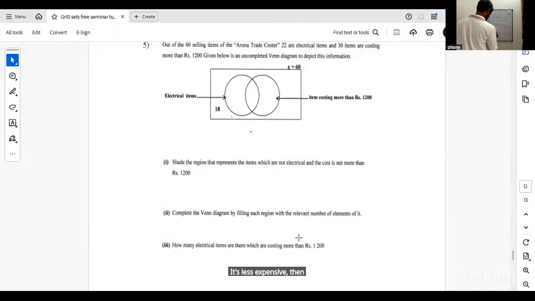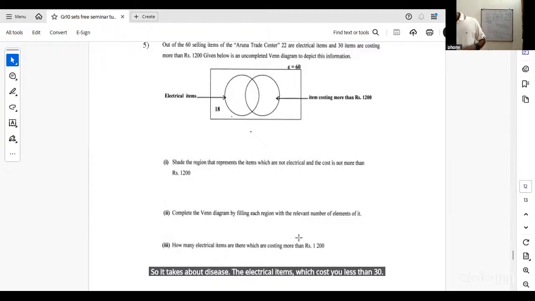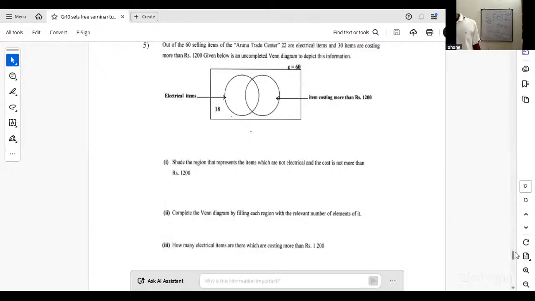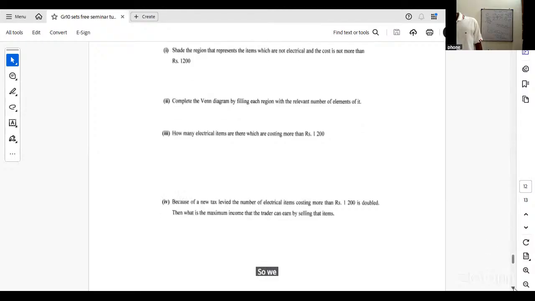Then 22 plus 30 is 52, plus 18 is, sorry, 7 minus 6 equals 60. Yeah, x equals 7 minus 60. So x is what? This is the electrical items which cost more than 1,000. So we found x. x is here.